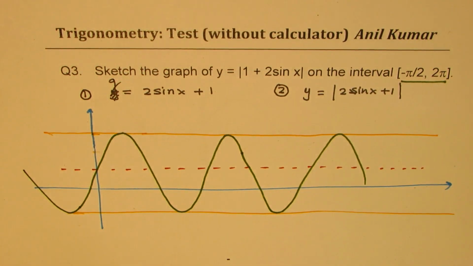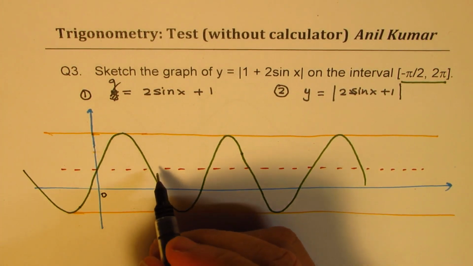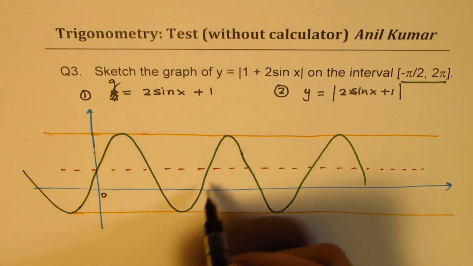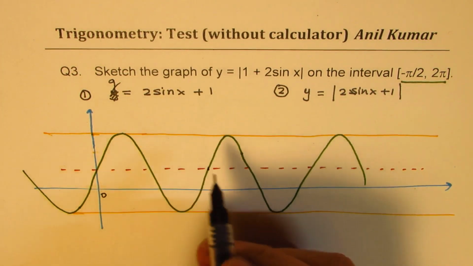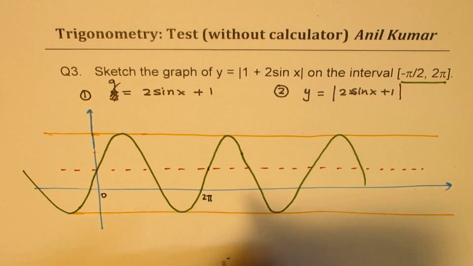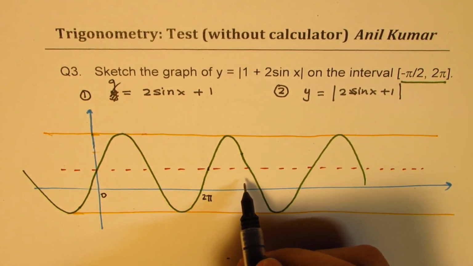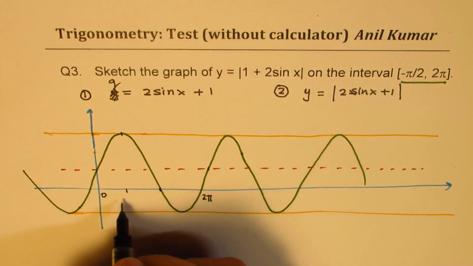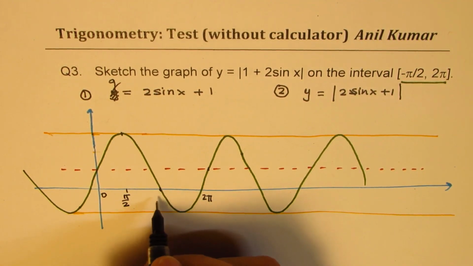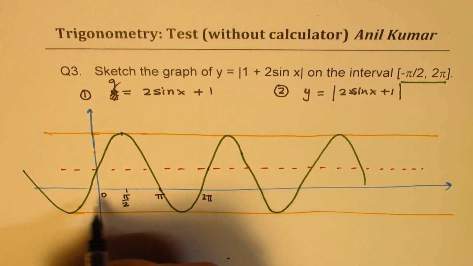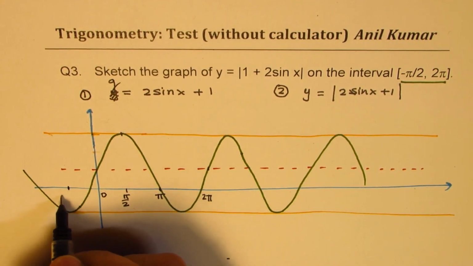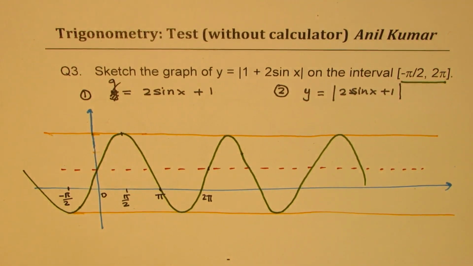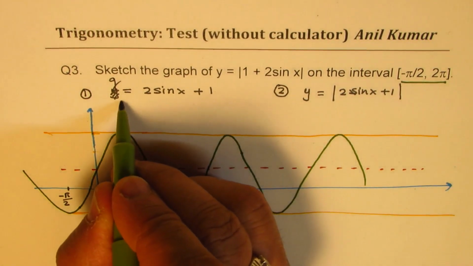Okay, so that is the graph for us where this is 0. Now, one wave time period here is 2 pi, so that is 2 pi. So this much is pi by 2, this is pi for us. So the maximum and minimum will be at minus pi by 2. This is our first function, which is without absolute.